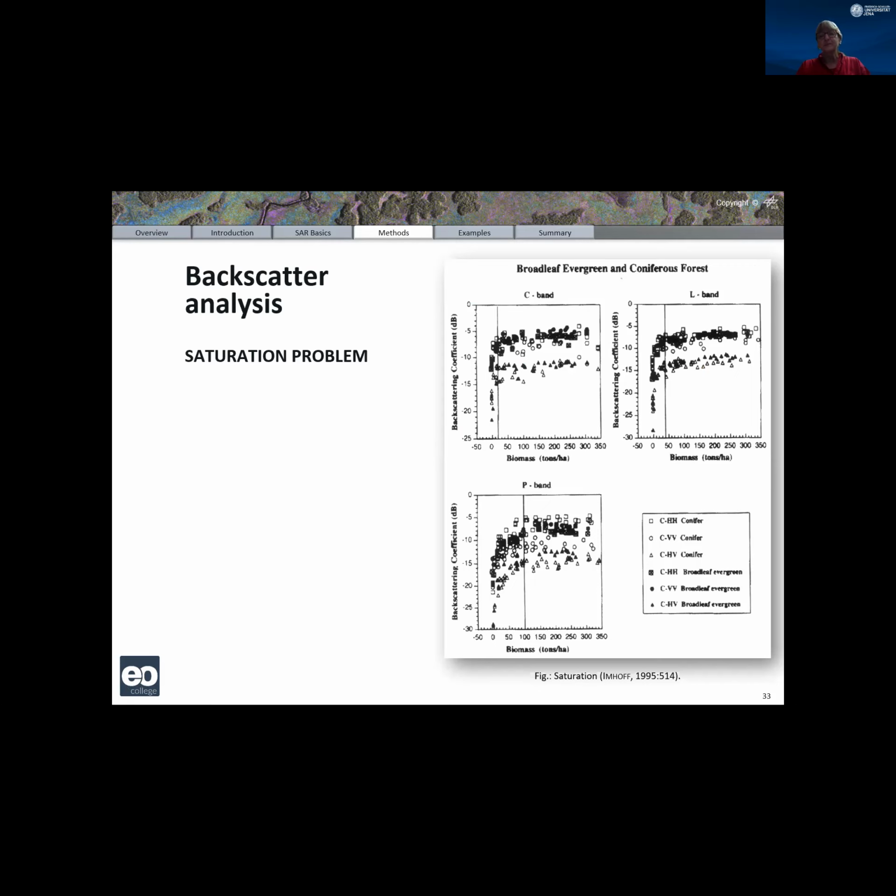Of course, this assumption is based on, and this is just another graph of the C-band, L-band, P-band, an old publication. They're also showing differences between coniferous and broadleaf in the absolute level of the backscatter, which is, as you can see here, actually minor. Maybe in P-band a little bit is coming up.